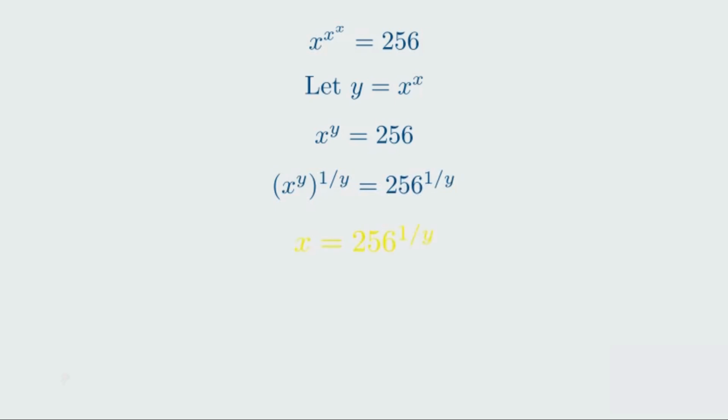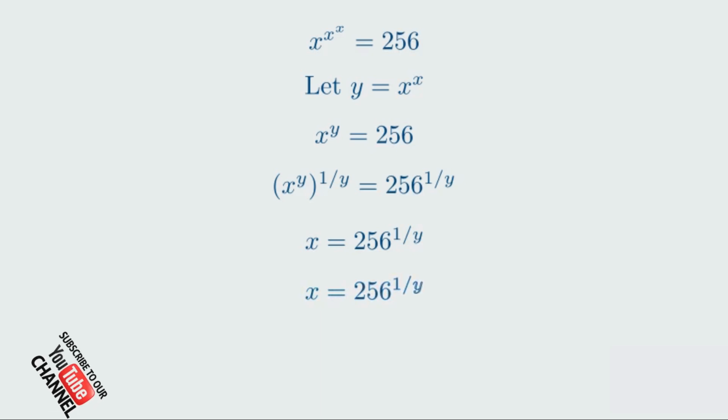Now, we have two expressions for x. We know that x equals 256 to the power of 1 over y, and we defined x as the base of our original expression. We can set these two expressions equal to each other. This gives us a new equation: x equals 256 to the power of 1 over y. This looks a little circular. Let's try to manipulate this and bring y back into the picture, using its definition.